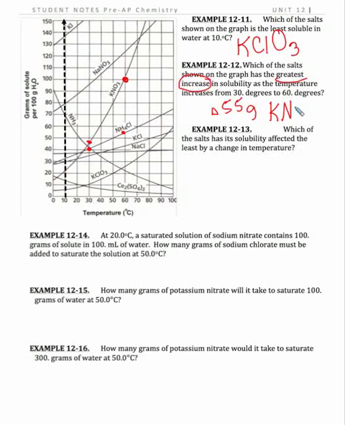So that answer would be KNO3 because it has the biggest slope, and the biggest slope represents the greatest change. The next one, which of the salts is affected the least by the change? This is the one that's going to have the smallest slope overall, the smallest change. And if we notice, good old common NaCl is almost flatlined right there.